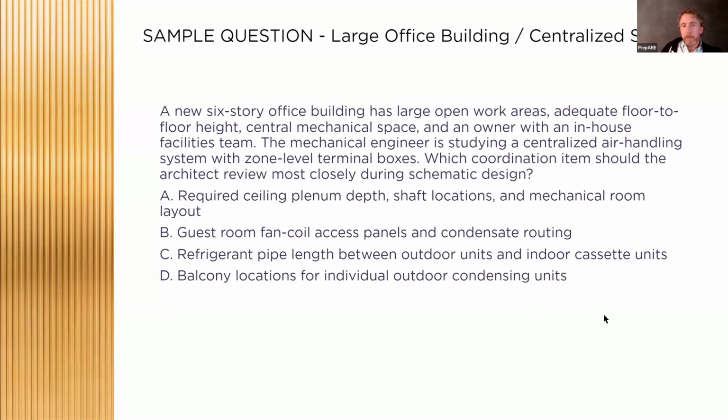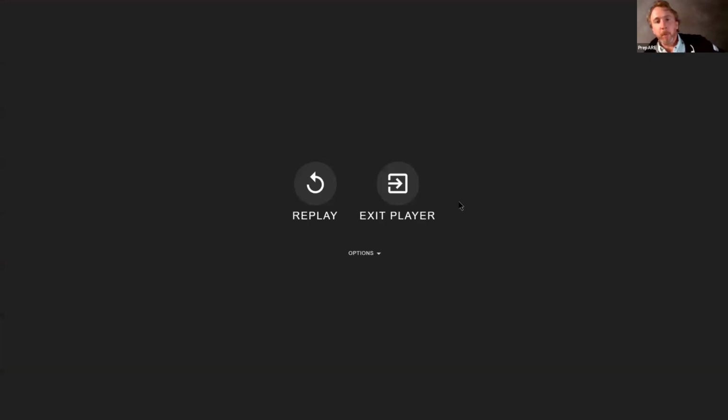The required ceiling plenum depth, shaft locations and mechanical room layout; guest room fan coil access panels and condensate routing; refrigerant pipe length between outdoor units and indoor cassette units; or balcony locations for individual outdoor condensing units. And of course, that's going to be A. All the considerations for a VAV system.